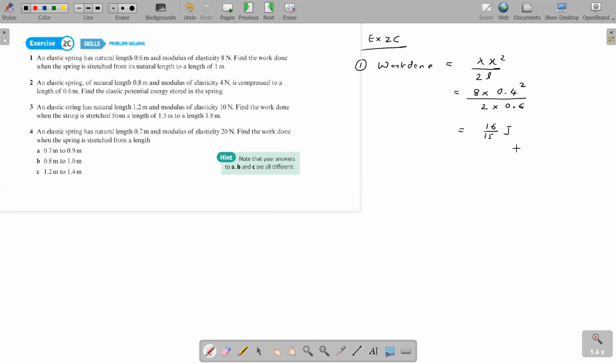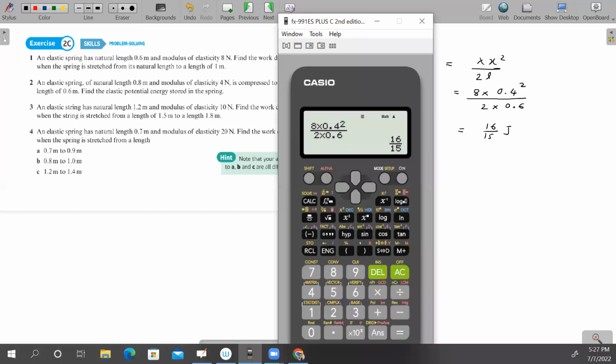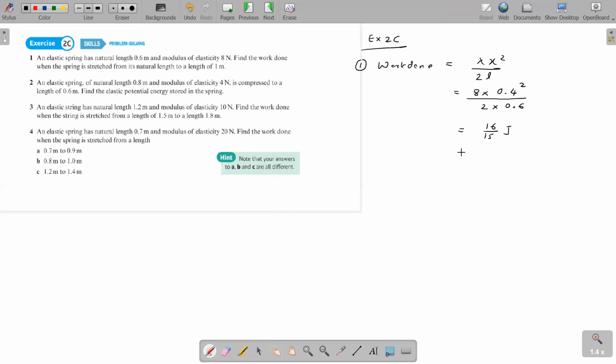Okay. You could give it exact or you could give it to 3SF. If you're giving it to 3SF, you need to state that you gave it to 3SF. So if it is 3SF, it's 1.07. 1.07 joules to 3SF. That is an approximated answer. This is clear? Question number 2.